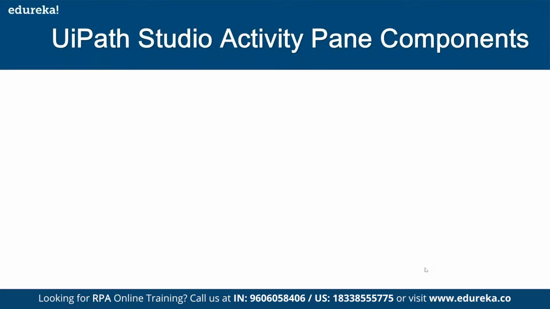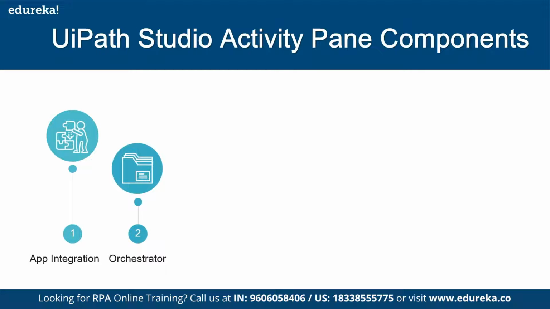So using the UiPath activity pane component, what are the things we can do? We can integrate an app, that is the third-party app that you have for UiPath. You can integrate that. Then we can work with the Orchestrator. Orchestrator is again a component of UiPath, which is kind of the heart of UiPath. So we can work with the Orchestrator.